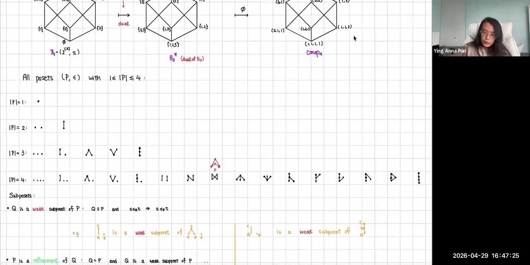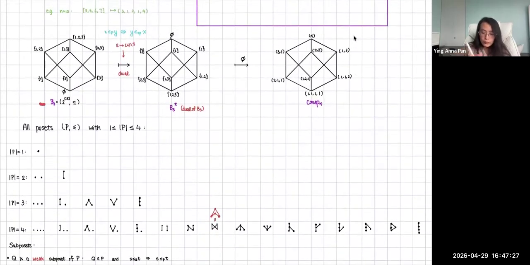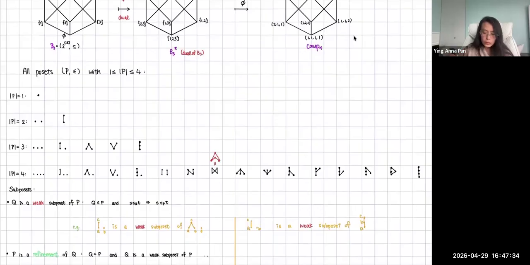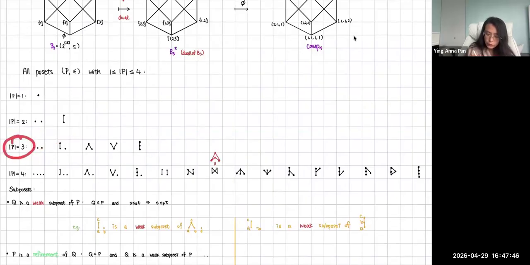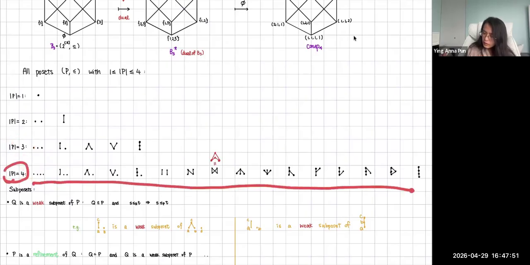And then afterwards, we realized that Hasse diagram seems to play an important role to understand the posets. So we drew out all the possible posets with at most 4 vertices. We realized that there are 1, 2 when p equals 2. We have 5 when p equals 3. Like the vertex, you have 3 dots. And then if you have 4 elements, there are, I think, 16 of them.